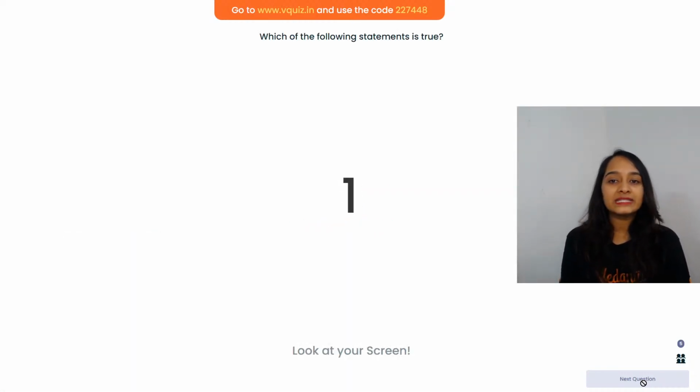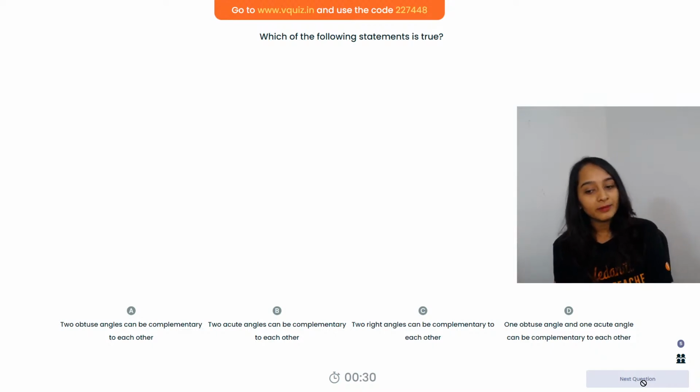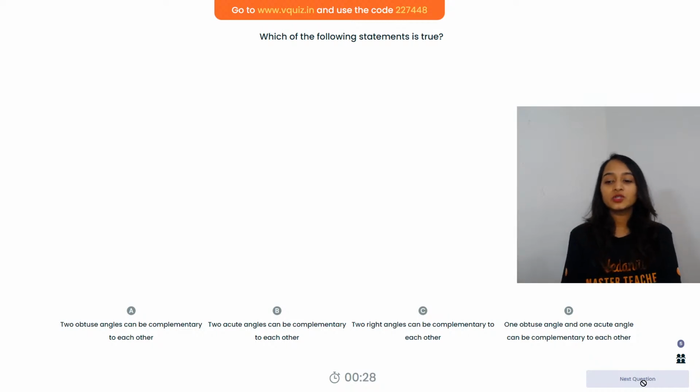Which of the following statements is true? 2 obtuse angles can be complementary to each other. 2 acute angles can be complementary to each other. 2 right angles can be complementary to each other. 1 obtuse, 1 acute angle can be complementary to each other.